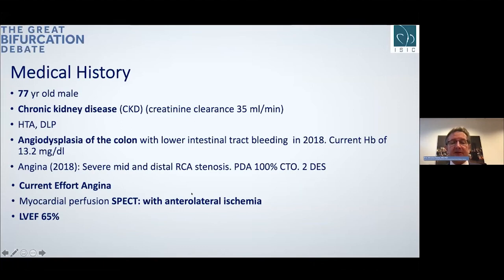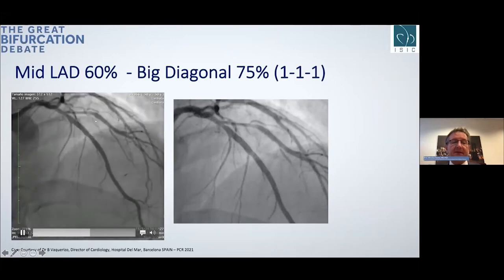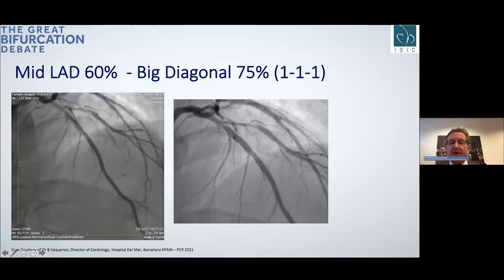So if we take a look at the patient's history, this is just a case report: a male with chronic kidney disease, with angiodysplasia of the colon, and the patient is symptomatic because there was evidence of anterolateral ischemia. The patient got coronary angiography. And you can see here there is a problematic bifurcation, LAD, and a first quite large diagonal branch.